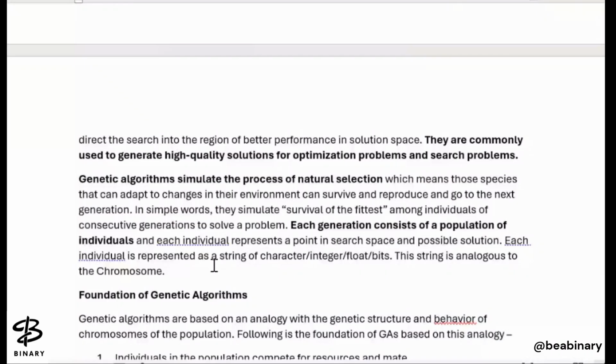So here we are talking about the genetic algorithm. What do you understand by genetic? We need to talk about this in the context of AI. How can you define what you understand by genetic learning in AI?